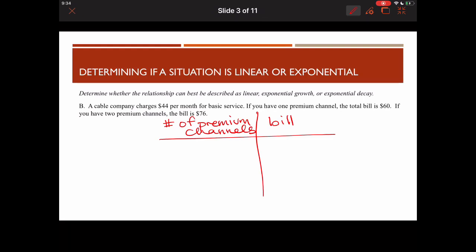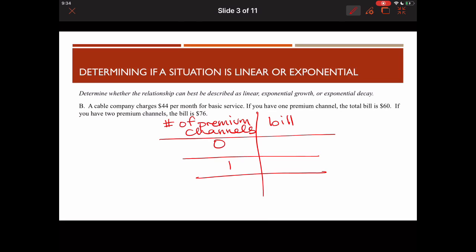Okay, so if we have no premium channels, our bill is $44 a month, right? If we have one premium channel, our bill is $60 a month. And if we have two premium channels, our bill is $76 a month.